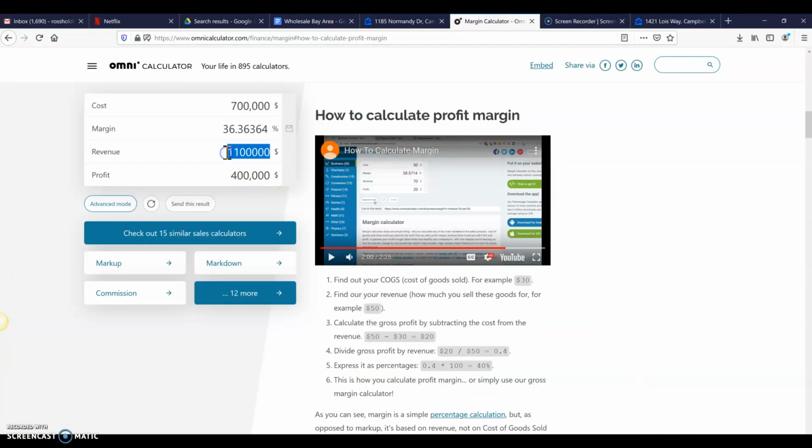So I'm going to start from scratch. Revenue will be the ARV, so I'm going to type in 1.1 million. Their asking price is $1 million. That gives us a margin of 9%. At 9%, the margins are way too thin. That's not going to happen, especially on a fixer house.